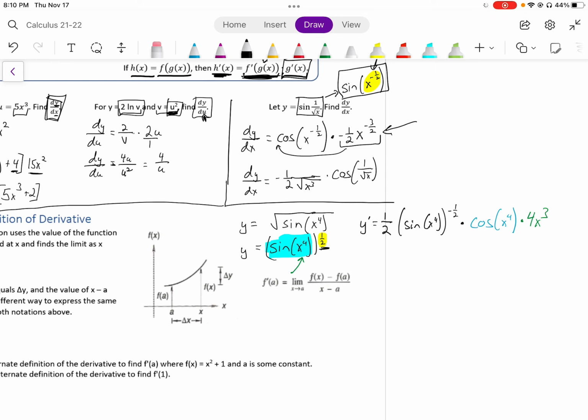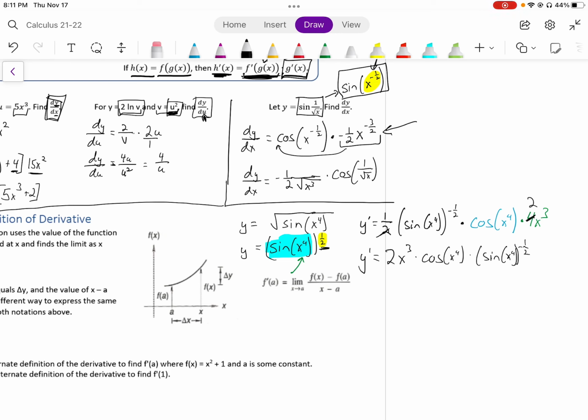And as mentioned before, we should simplify. So y prime equals, let's see here, 2 and 4 reduce to 2. So let's go ahead and write 2x cubed times cosine of x to the fourth times, actually we can put it back in this, well, let's just leave it like that, times this sine of x to the fourth to the negative 1/2 power.